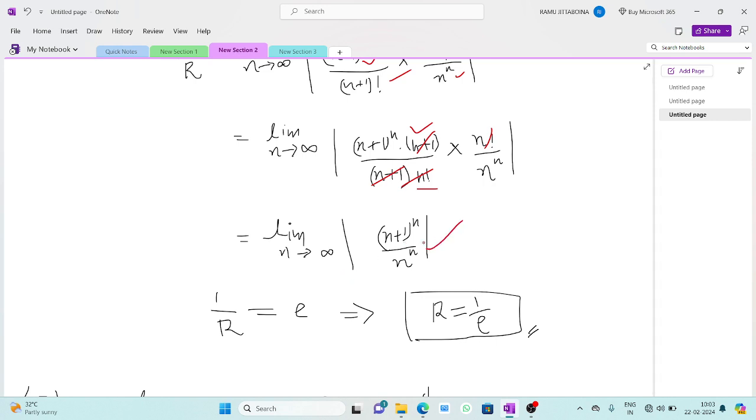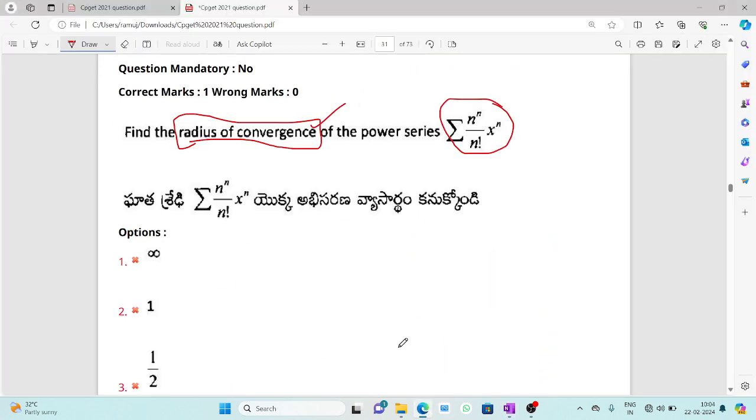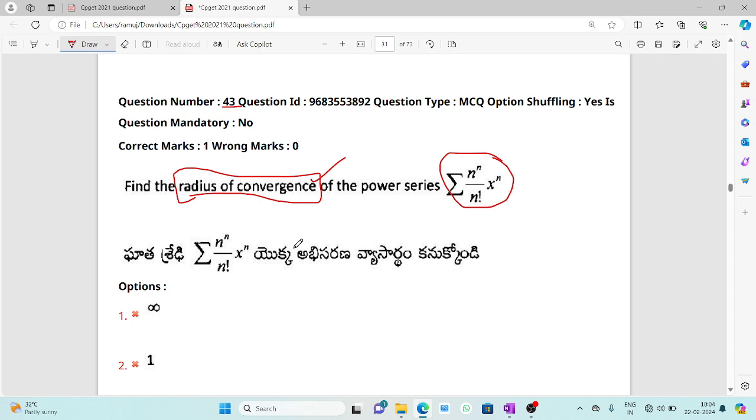So we can clearly say that this is the e value. Whenever the limit n tends to infinity, (n+1)^n divided by n^n goes to e. So we want the reciprocal. So what I did, I just took the reciprocal of this, and I get 1 by e. So this is the correct option for this question, the correct option for the 43rd question.